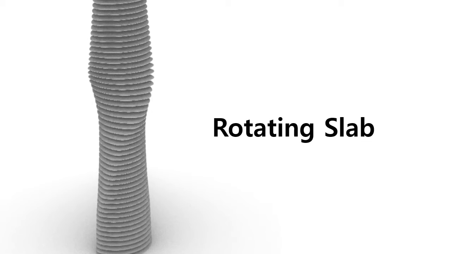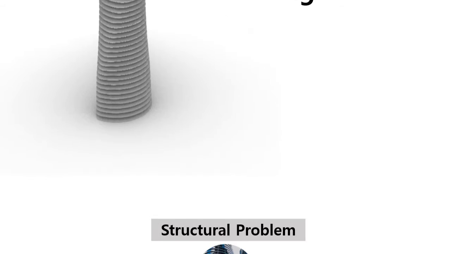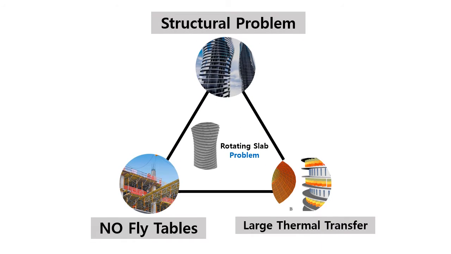Before starting our presentation, let me remind you of our previous presentation content related to this week's presentation. Absolute tower has three challenging problems due to the rotating slab. First one is structural problem. Second one is impossibility of using flight tables. Third one is large thermal transport.